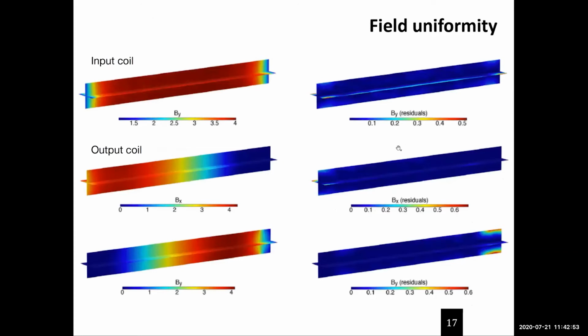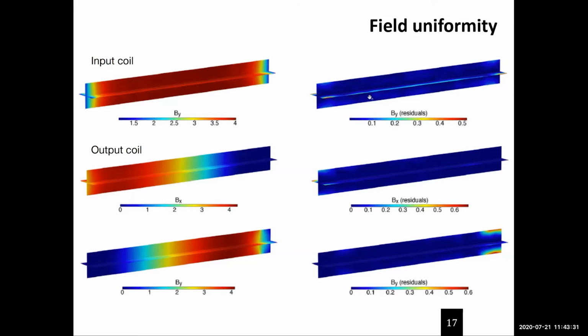Here I'm showing first for the input coil how the magnetic field looks along the inner region, this square cross-section region where the neutrons pass through. This is the magnetic field, the vertical component, and these are the residuals. So the difference between the actual magnetic field and the magnetic field along the axis, which is the ideal, but as we go away from the axis, we expect variations.